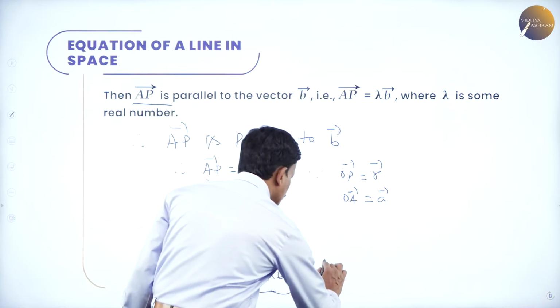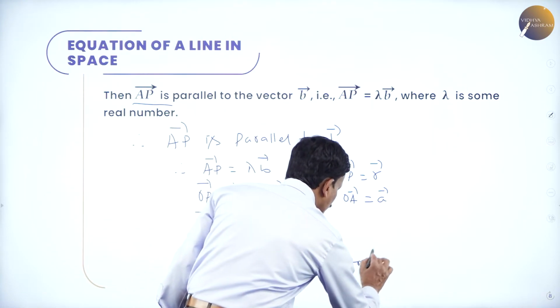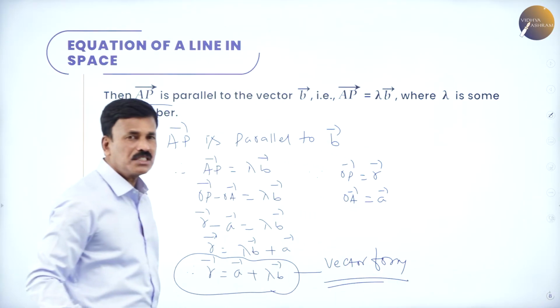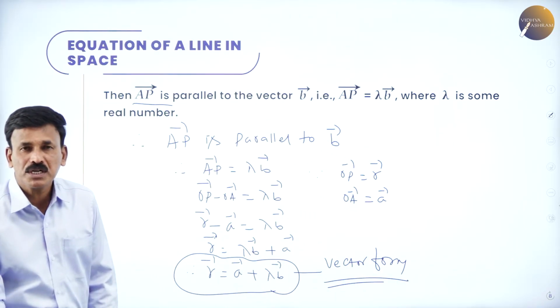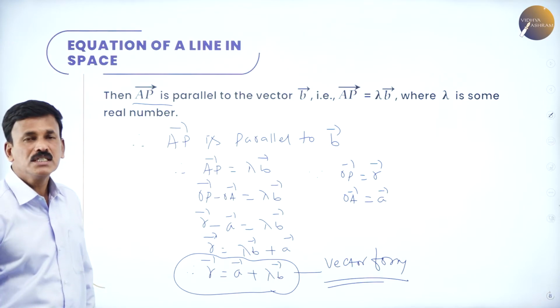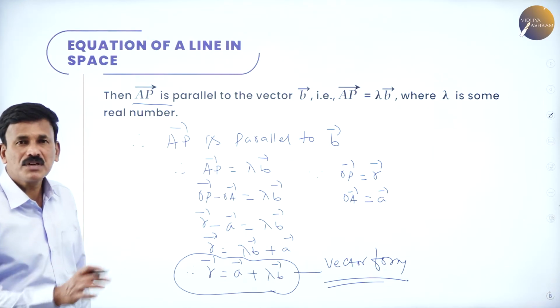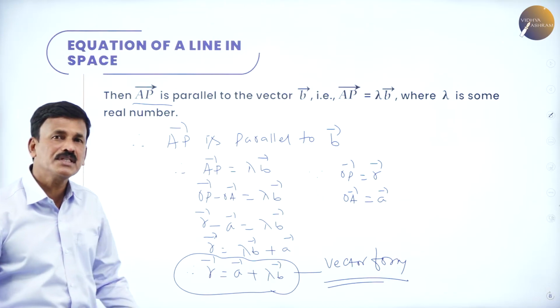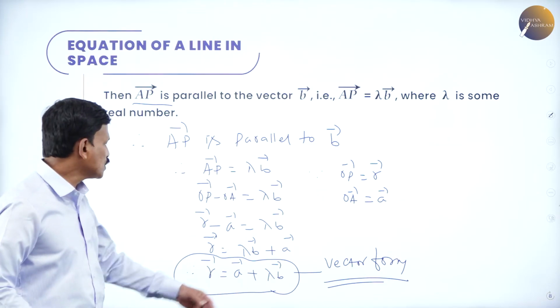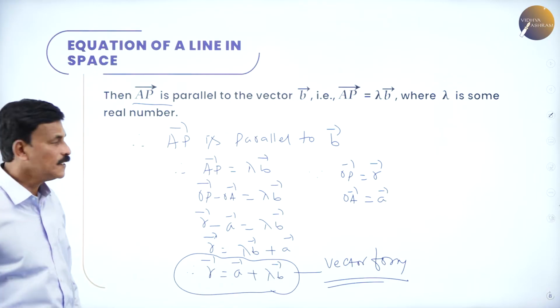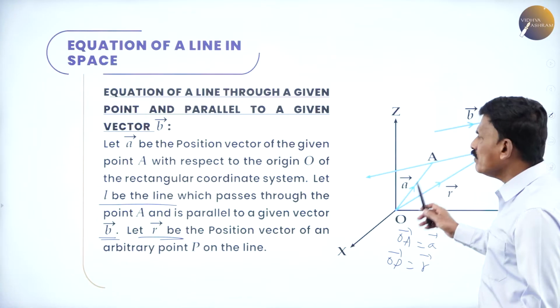This is the equation of the line in the vector form. The vector form of the equation of a line which passes through a given point and is parallel to a given vector is r = a + λb. That's it. This is the first part of the derivation. Listen to me, very important, very simple.